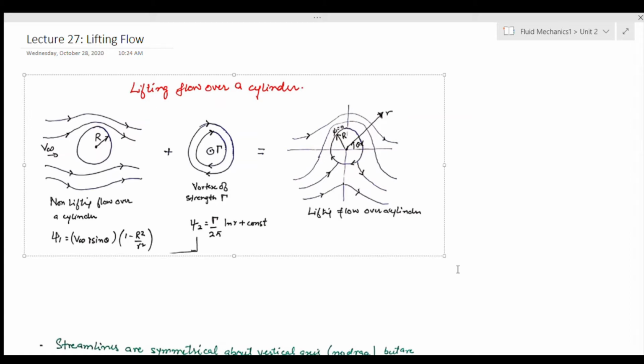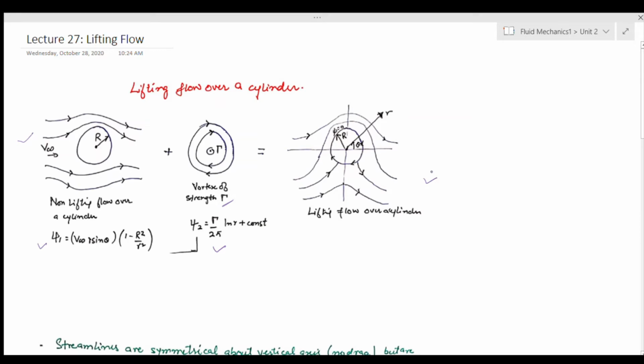To do that, we take non-lifting flow, which you are seeing here. We have taken non-lifting flow over a cylinder, and we already know its stream function. We add on top of it a vortex of strength equal to the circulation of that vortex flow. We also know its stream function, and then we would get something like this: lifting flow over a circular cylinder.